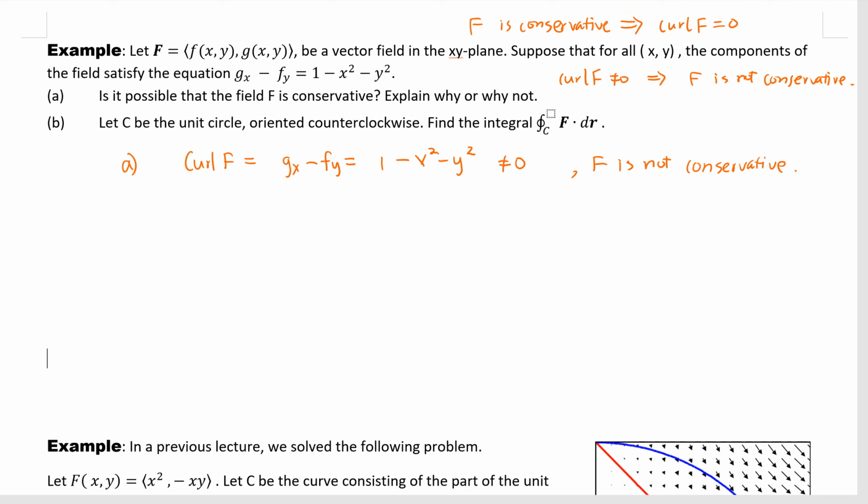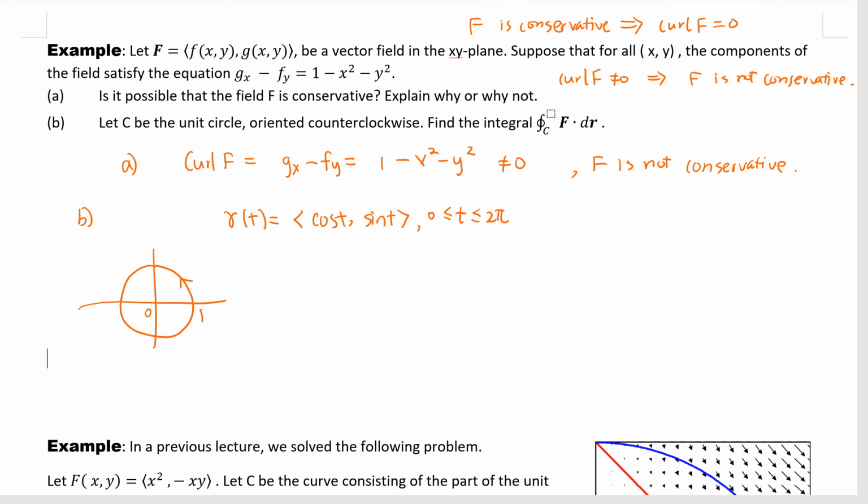Part B. Let C be the unit circle, oriented counterclockwise. Find the integral. So that's the circulation, right? C is the unit circle, oriented counterclockwise. We have the parameterization for it. Do you still remember? That is cosine t, sine t, and t is from 0 to 2 pi. We have done so many examples about this circle.